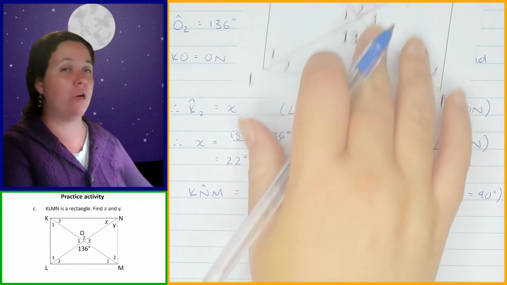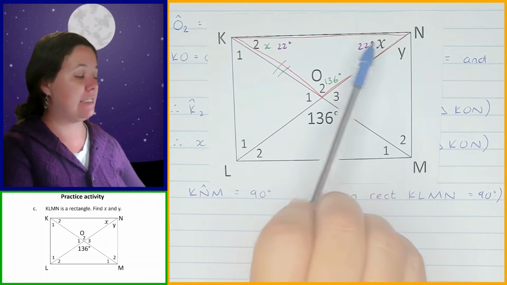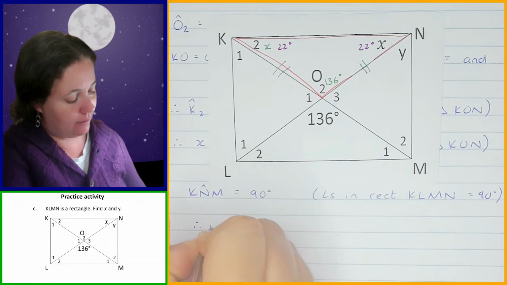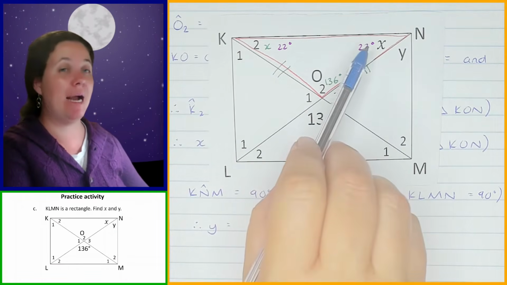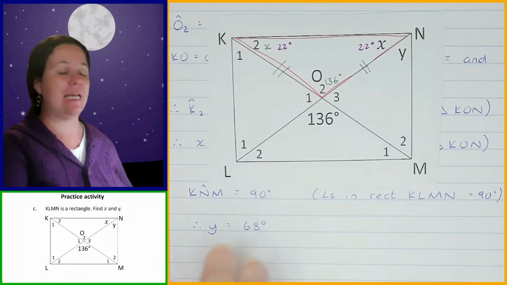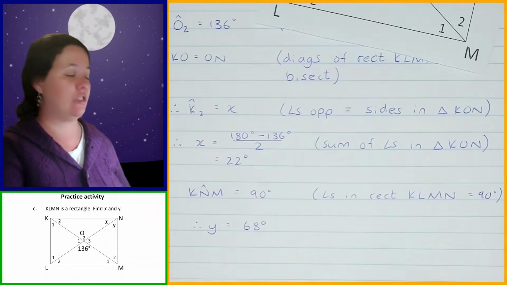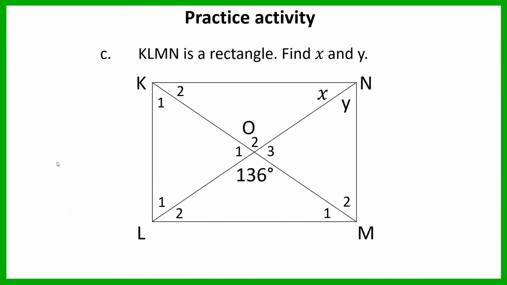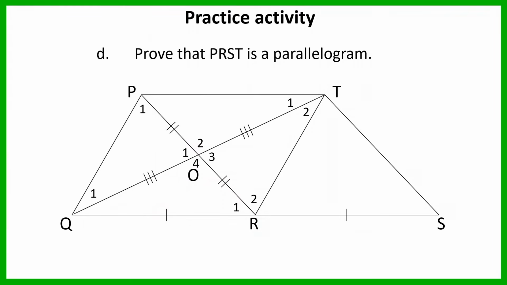So now I can go and work out what y is, because I know that x is 22 degrees, so that means that y must be 90 degrees minus 22 degrees, which is 68 degrees. And that's how you work out x and y in that example. Right, now let's go on to the last question for today, question D. You have to prove that PRST, so that's this one over here, PRST is a parallelogram. I'm going to give you 4 minutes for this question.